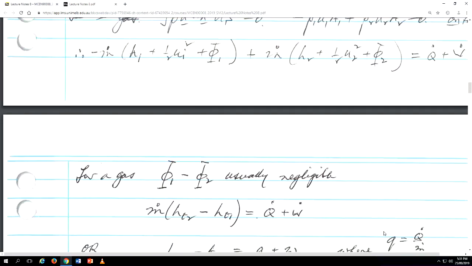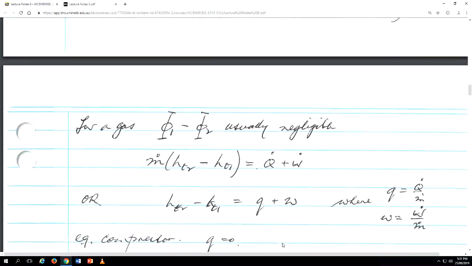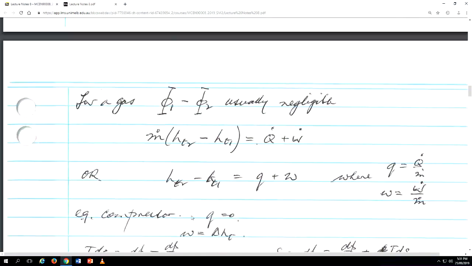And then if I simply divide those rates of heat supplied and rates of work done by the rate of mass flowing through the device, I get what I've called lowercase q and lowercase w by definition. And then the difference in the total enthalpy at 2 minus the total enthalpy at 1 is simply q plus w.